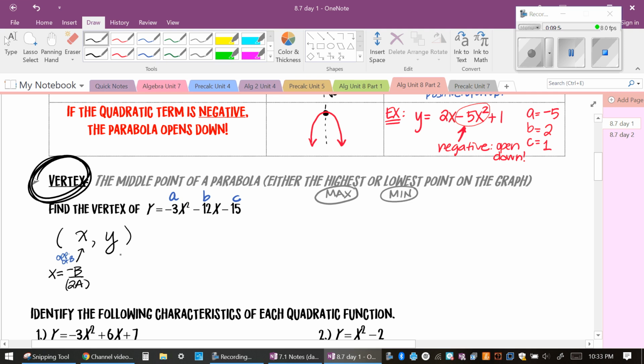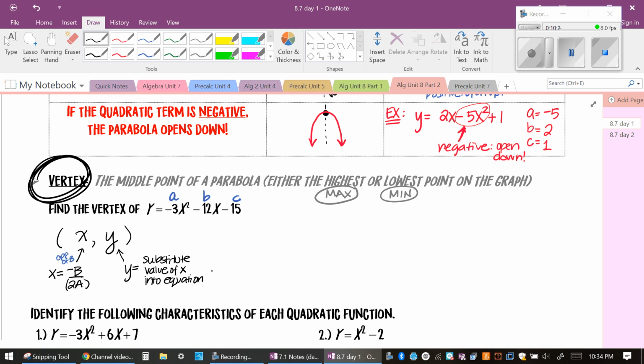to find the y value, you're going to substitute the value of x into your equation. We did this when we were studying domain and range and graphing lines. I'd give you an x value, you'd plug it in or substitute it into the equation to find its partner, the y value.